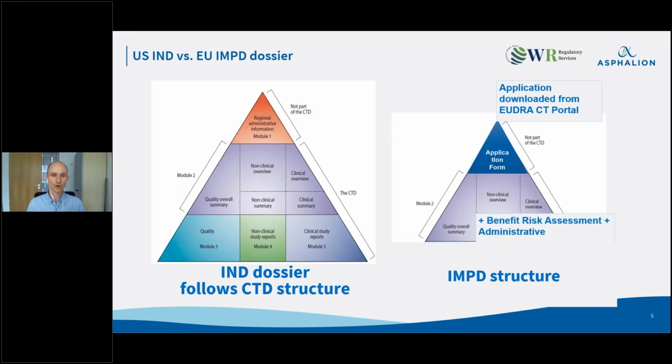Now, if we look at the famous triangles, we have the common technical dossier, module 1 to module 5, just like in a marketing authorization application dossier when you ask for the registration of your medicine. And we have to do the same for your IND. So this follows the CTD structure that we know very well. However, your CTA, your clinical trial application from Europe, you will have the IMPD, and it typically does not follow the CTD structure. So many companies will have something like this. The application form is also completely different compared to a marketing authorization application module 1. And now you need to go from here to here.